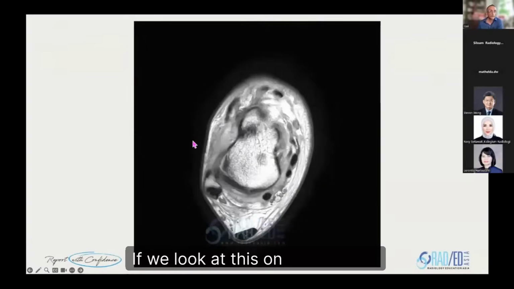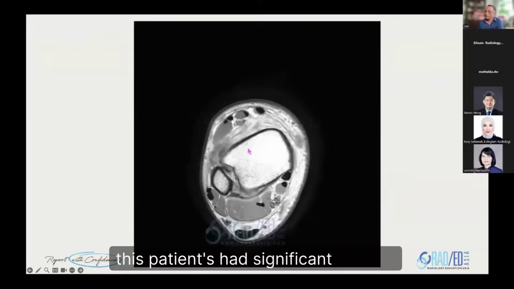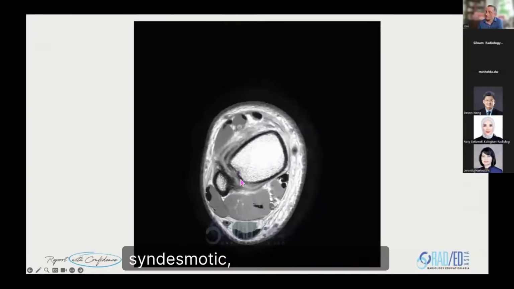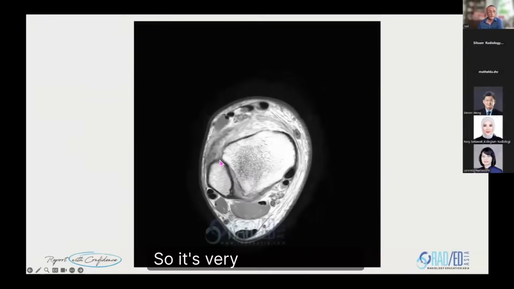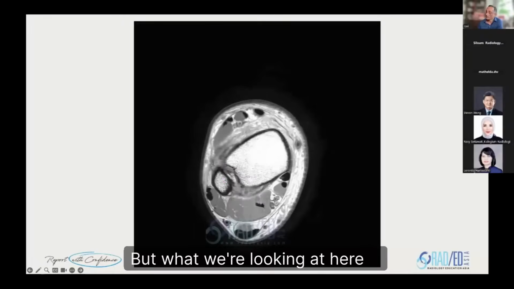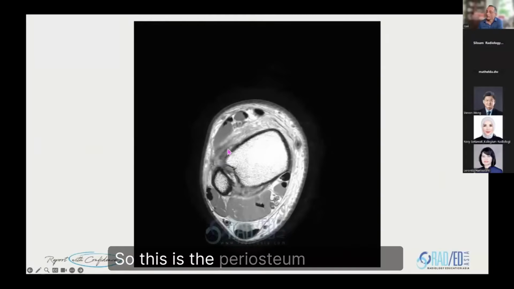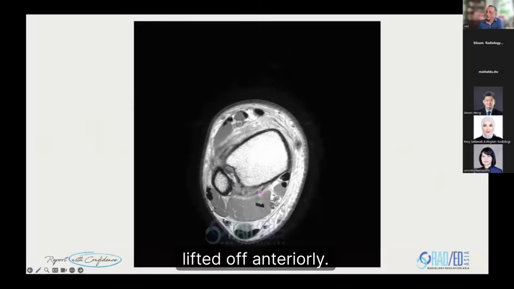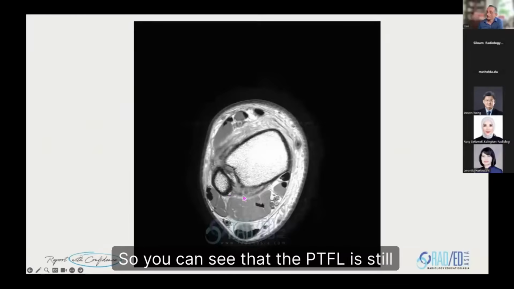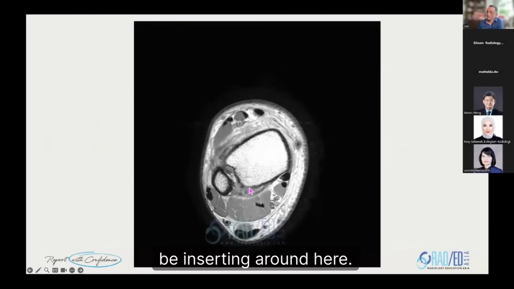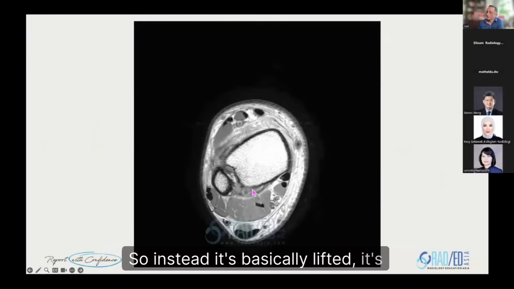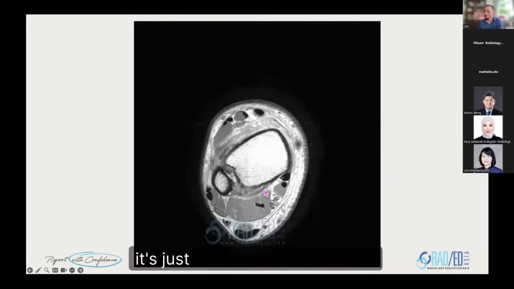If we look at this on the axial, this patient's had significant trauma. There's a syndesmotic injury, the ATFL is completely torn, so it's very severe trauma. But what we're looking at here is actually the periosteum. This is the periosteum that's been lifted off anteriorly, and here's the periosteum that's been lifted off posteriorly. You can see that the PTFL is still actually continuous. The PTFL should be inserting around here. Instead, it's still attached to the periosteum, but it's lifted it off and stripped it off the attachment to cortex.